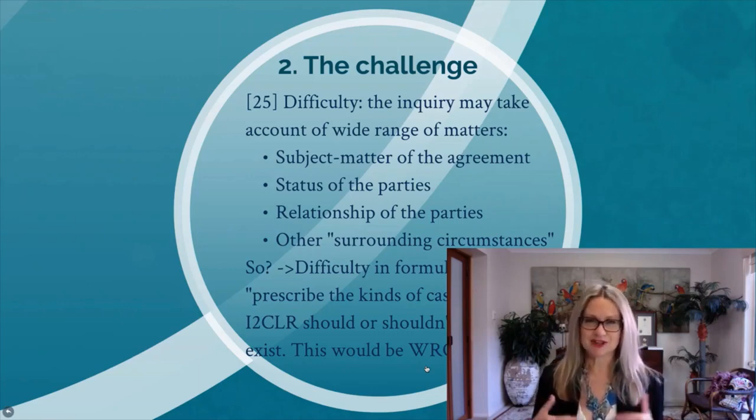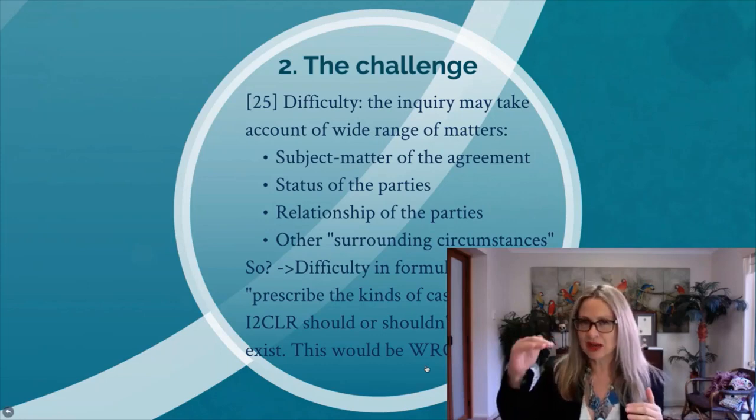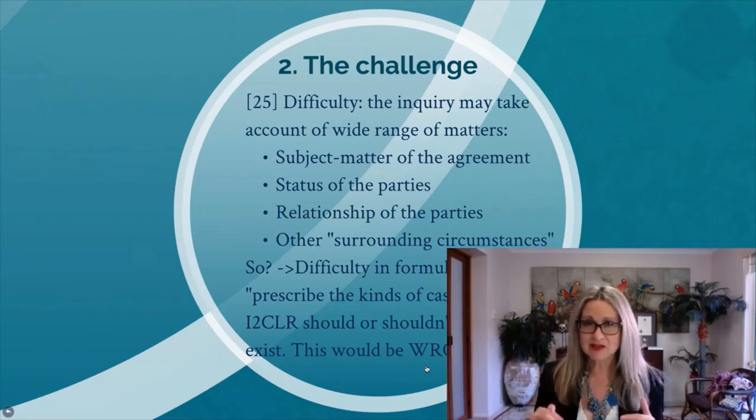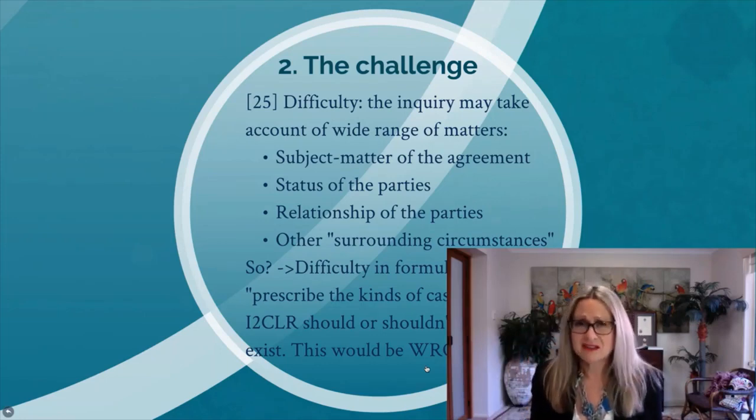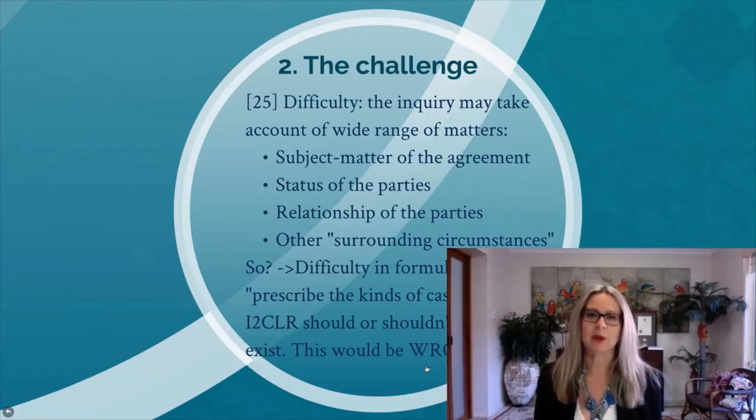This may be your first encounter with what lawyers would call the global caveat, the catch-all phrase that's just intended to operate down the bottom as the, okay, you can do X, Y, Z, A, B, C, and a whole lot of other stuff as well.